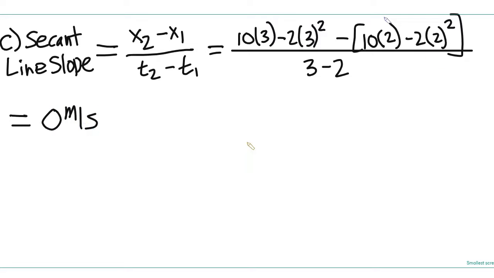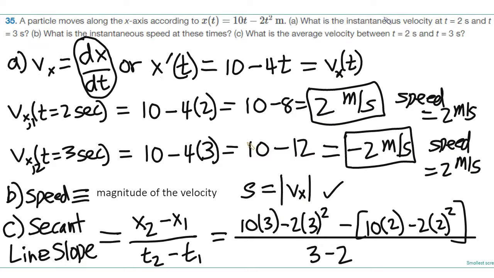And let's see if this is reasonable. Let's go back to board 4. Notice on page 4 here, we had a positive velocity, then a negative velocity. And this to me looked like a parabola. Does everybody see that? So I think we're on one side of the parabola at 2 seconds, and we're on the other side of the parabola at 3 seconds.